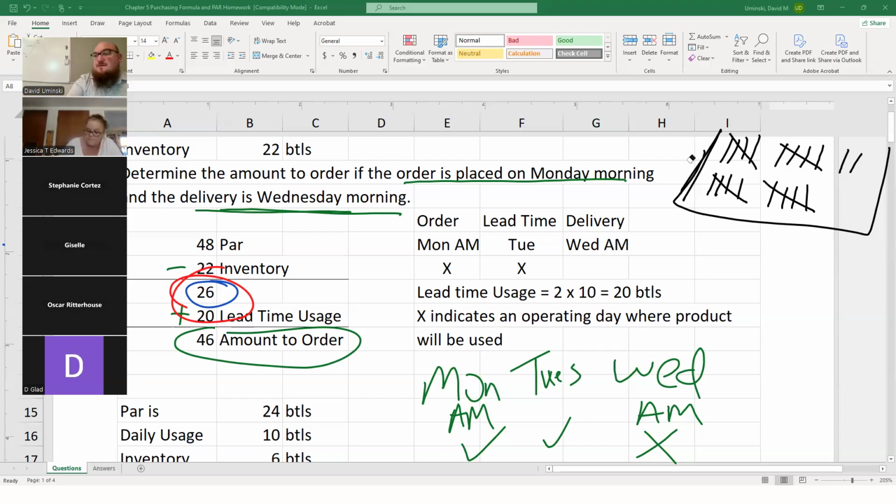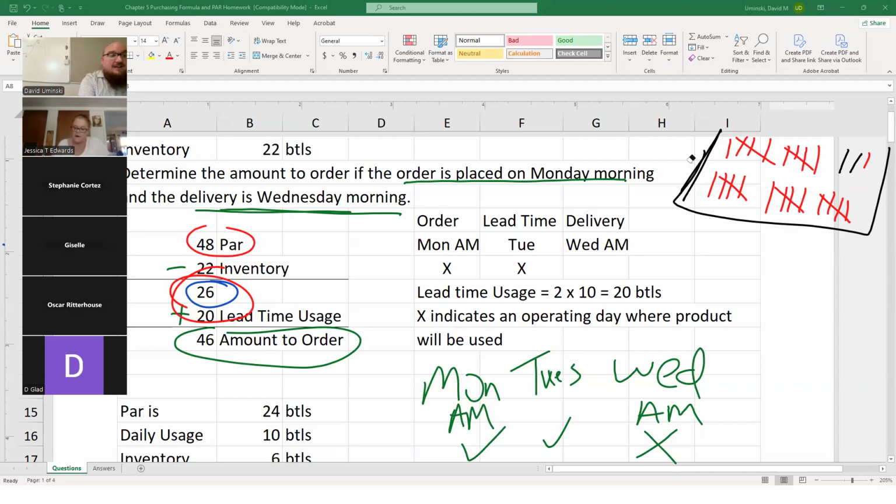Well, then what happens? Monday happens. And then Tuesday happens. And Ray brings me my 26 bottles. 1, 2, 3, 4, 5, up to 26. How many bottles do I have? I have 28. My par is 48. Because I used those bottles on Monday and Tuesday, I have to add those back in.